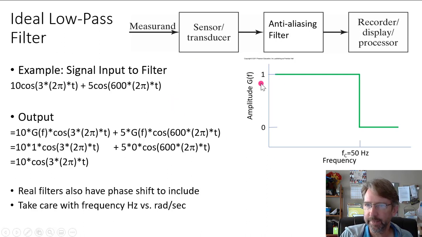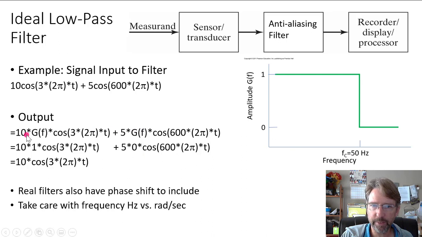Here's an example of using the ideal low-pass filter to filter a signal that's a sum of two sinusoids. We've got this input: 10 cosine(3 times 2 pi times t) plus 5 cosine(600 times 2 pi times t). The 2 pi in here means that this is the frequency in hertz, and that's how our plot is labeled. We've got a 50 hertz cutoff frequency or corner frequency. It's the corner of this graph, the cutoff between low and high. Anything below 50 hertz stays, and anything above 50 hertz gets eliminated.